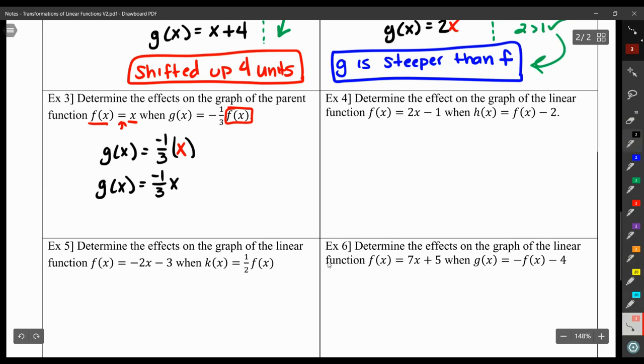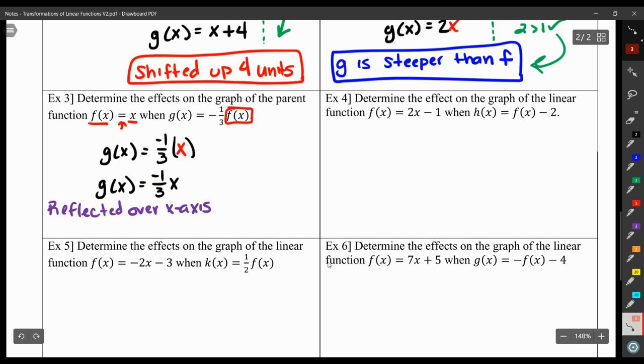And now I'm going to compare. So I see that this slope is a 1 and this is a negative 1/3. Well, there's actually two things going on here. This slope is positive and this slope is negative. So what happens when you change the sign of slopes is you actually create a reflection. So the graph of g was reflected over the x-axis. That's the negative piece. Going from a positive slope to a negative slope is a reflection over the x-axis.